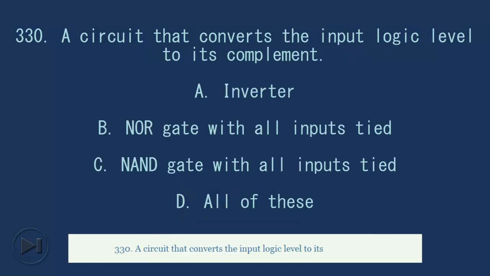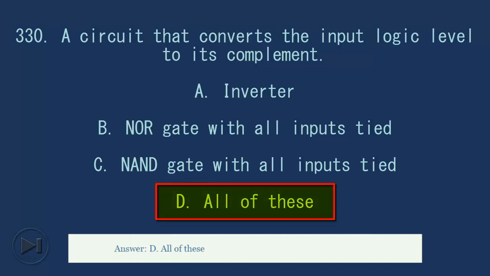330. A circuit that converts the input logic level to its complement. A. Inverter. B. NOR gate with all inputs tied. C. NAND gate with all inputs tied. D. All of these. Answer, D. All of these.